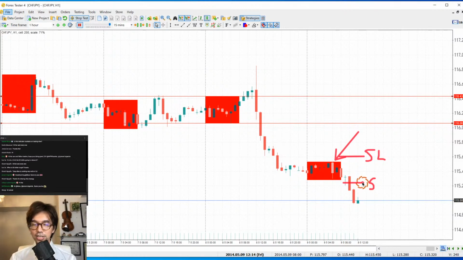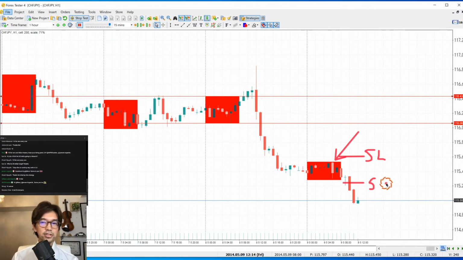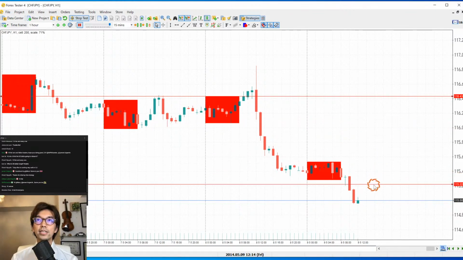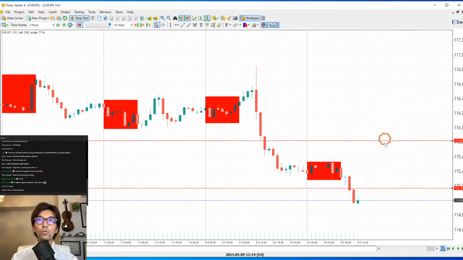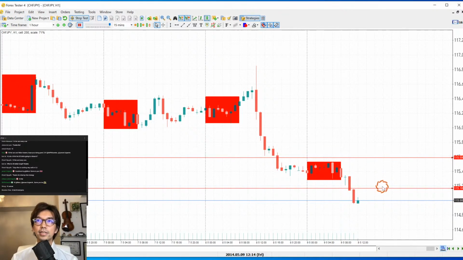Is it understandable so far? So far so good. It's simple, right? Basically, following the breakout direction is the key here. So I would place a sell here, and my stop loss will be here above. So let's keep it running a little bit more.